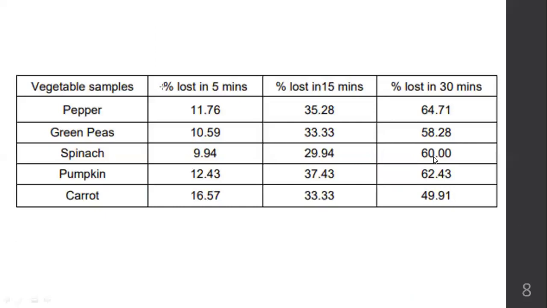And when you cook a food that is rich in vitamin C, these are the percent of vitamin C that you're losing. If you cook capsicum, pepper means capsicum, you cook capsicum for 5 minutes, 11.76 percent of vitamin C is lost.